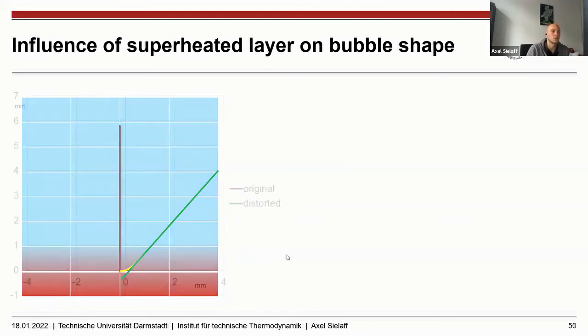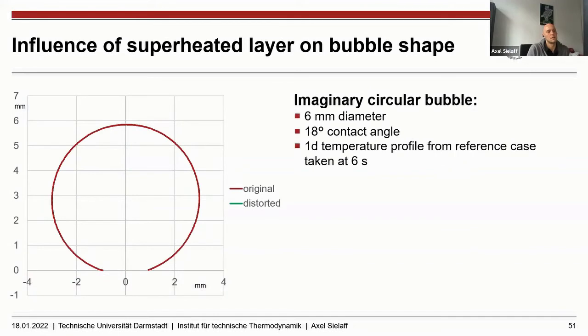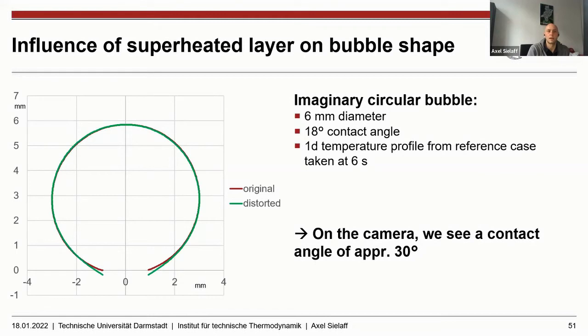So doing this not just for a point, but for a whole bubble, we took a 6 mm bubble, 18-degree contact angle as an example, and a 1D temperature profile from the reference case. This would mean that the bubble on our camera would look like that. So having a natural contact angle of 18 degrees, we would measure, with a perfectly working evaluation code, 30 degrees, which is also quite a difference. And as this is not a conference talk but a seminar, I just wanted to show what we're working on and maybe use it as a starter for discussion.